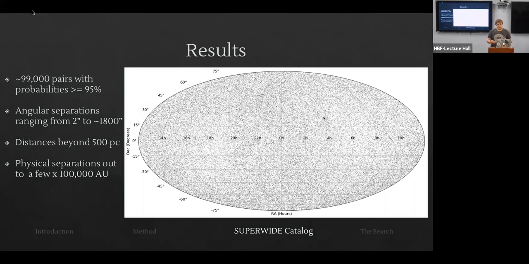We get 99,000 possible pairs, so wide binaries with probabilities greater than 95%. Their angular separations range from a 2 arc second cutoff to 1800 arc seconds. The reason for that 2 arc second cutoff is that if you look at the angular distribution of the stars in Gaia, roughly at 2 arc seconds the distribution starts to turn over, as Gaia does not resolve the companions that are there. We have some stars with distances beyond 500 parsecs and physical separations out to a few 100,000 AU. And you can see that we have an all sky catalog.